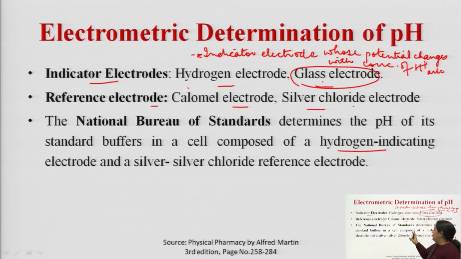So, the National Bureau of Standards recommends the determination of pH of its standard buffers in a cell composed of a hydrogen indicating electrode and a silver chloride reference electrode, right. So, silver chloride acts as the reference electrode as recommended by the National Bureau of Standards, and you can use either of the two electrodes as the hydrogen indicating electrode, right.